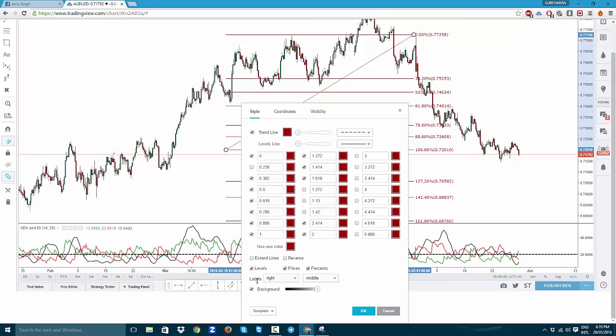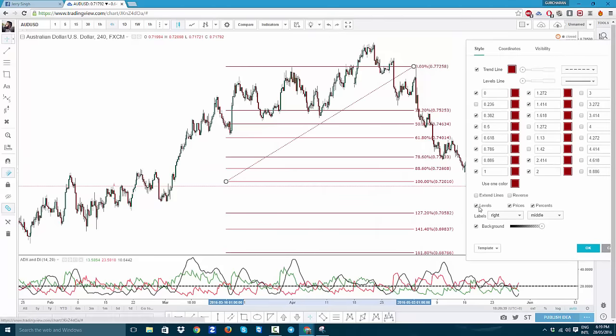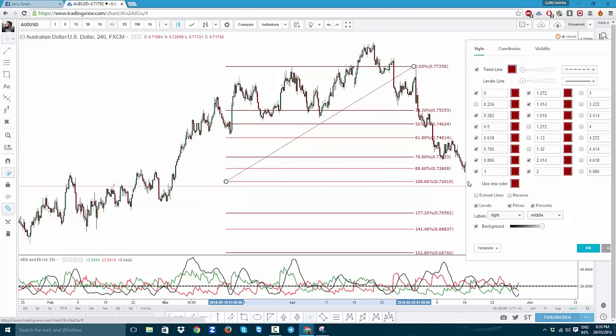When you do it for the first time in TradingView, your labels will be on the left like this. So this is quite messy because it messes up with the price. So you click on labels, you go right, and it will keep the labels on the right. Then if you click on levels, it will show you the levels and the price. So click on the prices and also click on the percents. It is much easier this way.